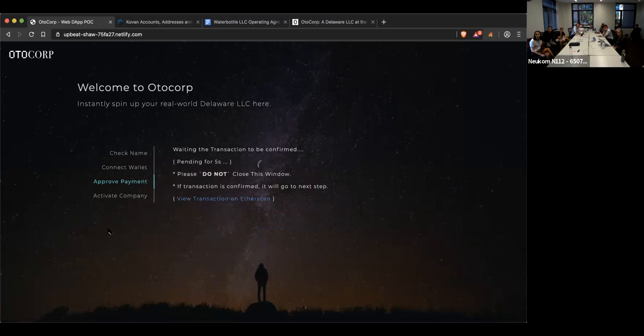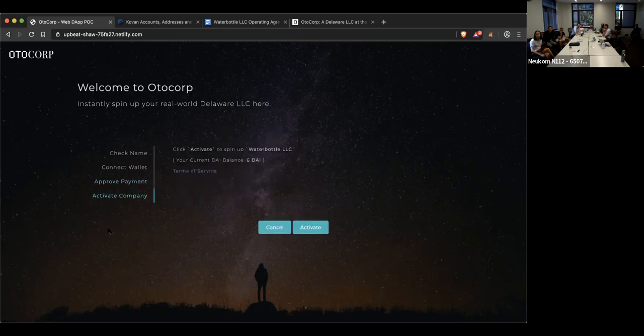You can see the transaction on Etherscan if you wanted to. Again, this is where sometimes with firewalls and university Wi-Fi's, it can go wrong, but it should hopefully work okay. Okay, there we have it. And now the only thing I have to do as a last step is activate Water Bottle LLC.